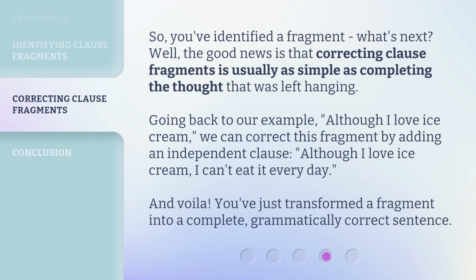So, you've identified a fragment. What's next? Well, the good news is that correcting clause fragments is usually as simple as completing the thought that was left hanging. Going back to our example, "Although I love ice cream," we can correct this fragment by adding an independent clause. "Although I love ice cream, I can't eat it every day." And voila, you've just transformed a fragment into a complete, grammatically correct sentence.